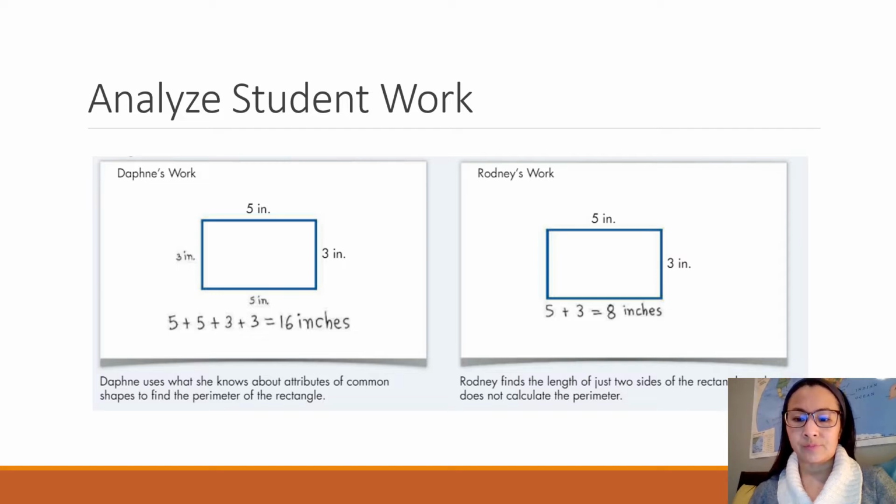Rodney over here, let me move my picture. Okay, Rodney finds the length of just 2 sides of the rectangle, those were labeled, and adds those together. So 5 plus 3 equals 8 inches. And since the other 2 sides of the rectangle weren't labeled, he didn't include those in his equation. So that is incorrect.